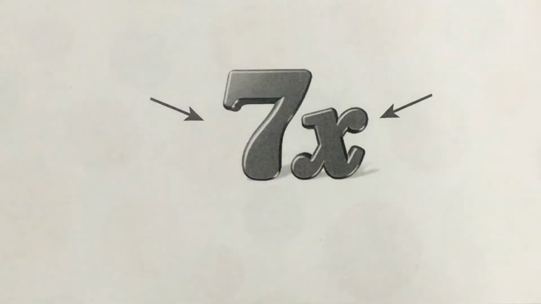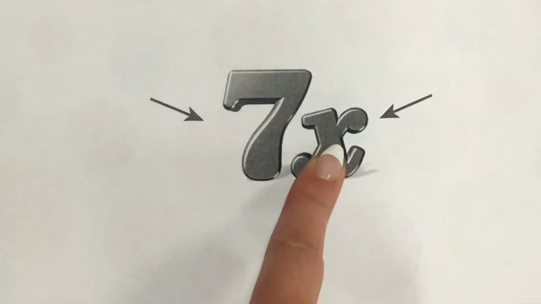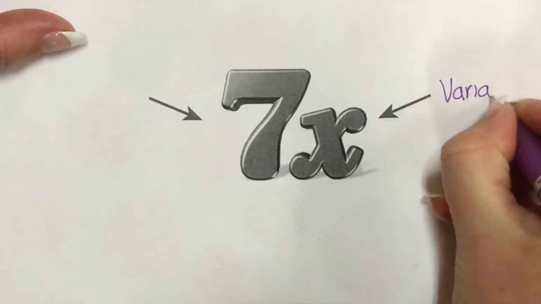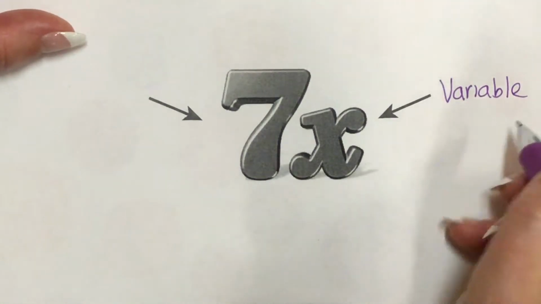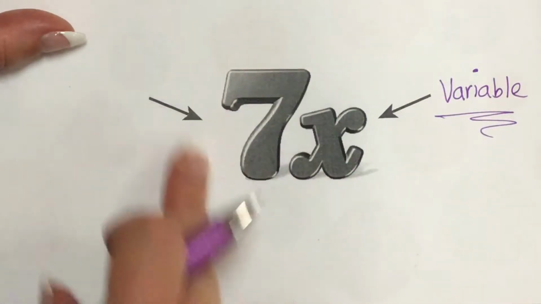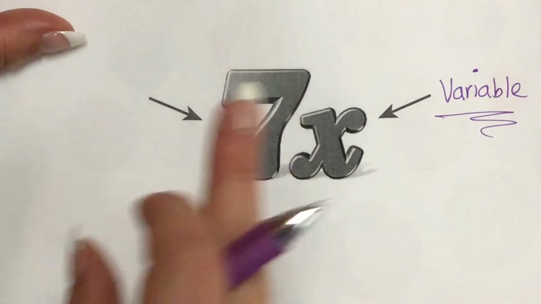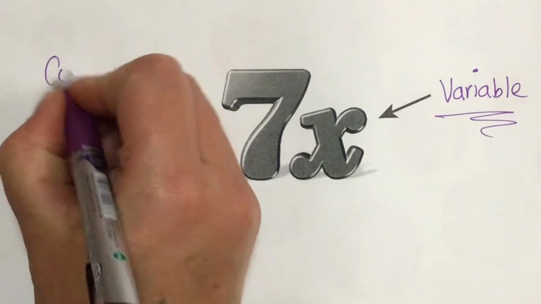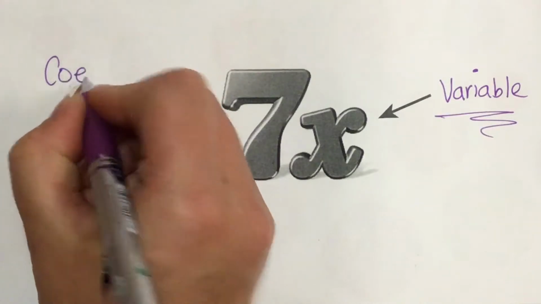Okay, let's look at 7x. Now, these two things have names. This is 7x, or it's 7 times x. That's what that means. We already know what the x is. The x is called the variable, and we've talked a lot about that. Now, this 7, which is the number in front of the x, also has a name, and it's called a coefficient.